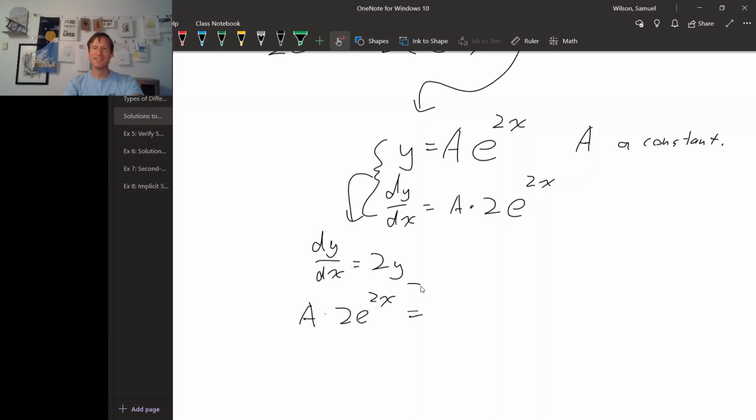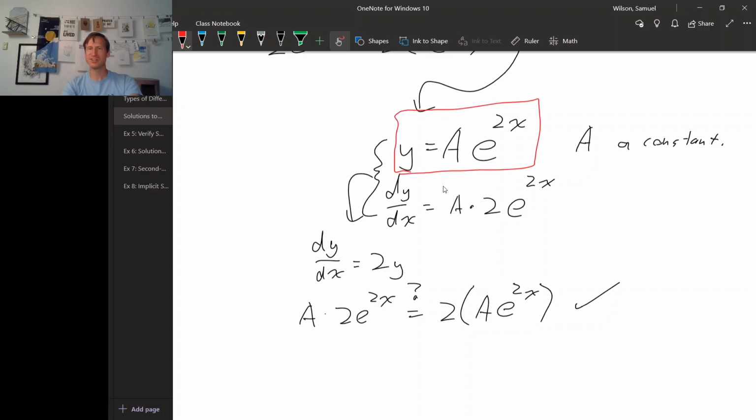And we want to know, is that equal to 2 times y? And y is A times e to the 2x. Are these equal? Yes, those are equal. So we didn't find just a single solution to this differential equation. We found a whole bunch of solutions. In fact, infinitely many solutions, because capital A could be any constant at all. So it's a whole collection of solutions.